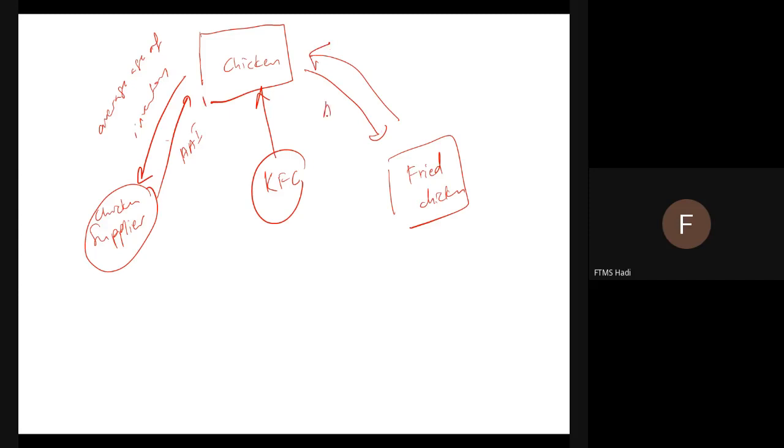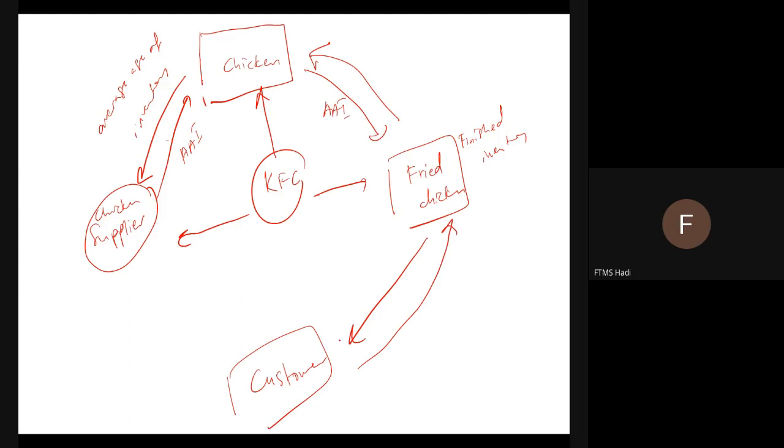Okay, this one we call AAI as well. That means the process from KFC ordering chicken from the supplier, KFC receiving the supplied chicken, and then processing it to become finished goods. That means finished inventory. This is the fried chicken that we sell to the customer, whereby the customer will buy fried chicken from KFC.